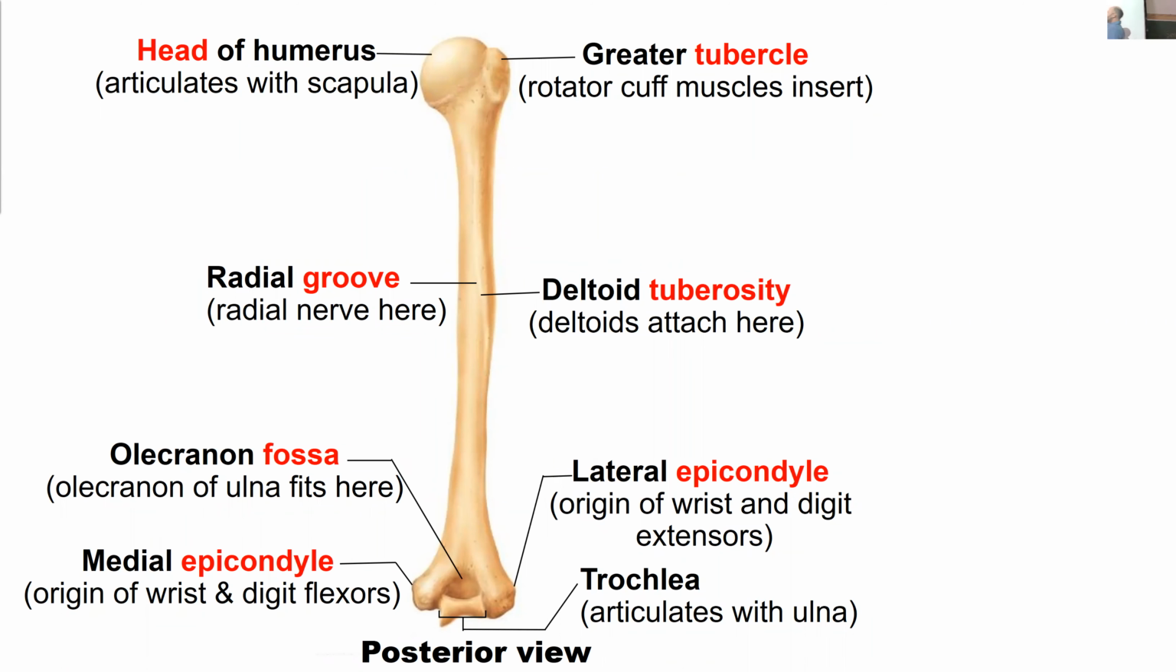We then, of course, have the olecranon fossa. So remember, the olecranon is the proximal end of the ulna and articulates with the elbow. So that's where it essentially locks in there. We have the medial and lateral epicondyles and the trochlea, which is this really smooth cylindrical bit that fits right into the olecranon of the ulna. So make sure you've got that.